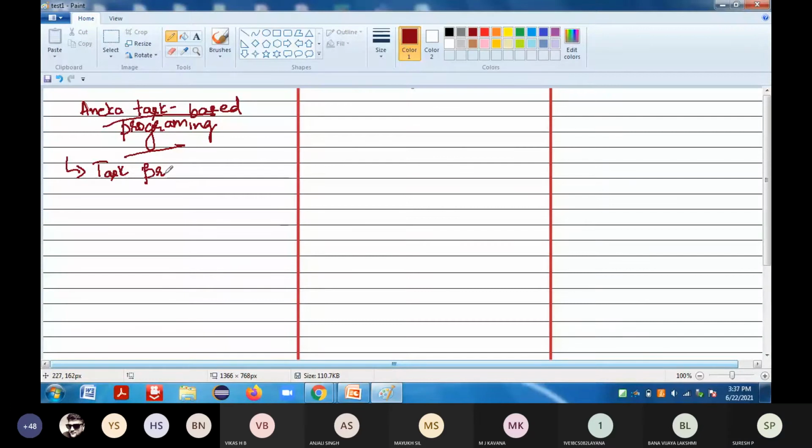Using the task programming model, it provides support for the execution of bags of task applications. The task applications are normally provided using a common execution flow. So that is how task-based programming is helpful in Aneka.